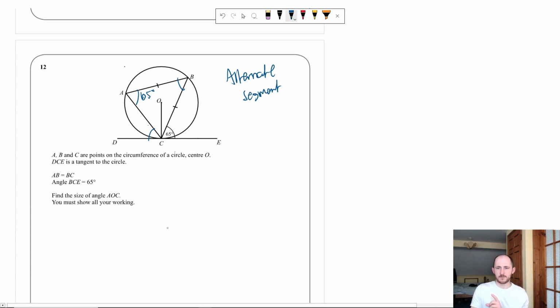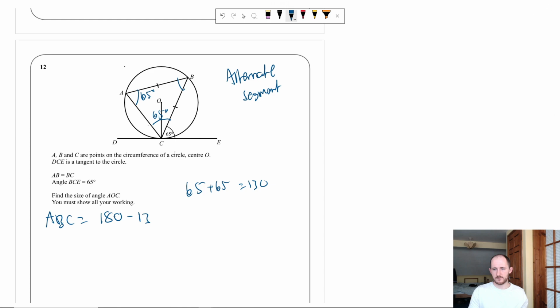So, angle at B, well, this is also going to be 65 degrees. Right? Because it's an isosceles triangle. So let's remove some of the other stuff. So again, I'm ignoring the line from O to C for now. Okay? And what I'm going to do is I'm going to do that the angle at B, so ABC, is equal to 180 minus 65 plus 65, which is 130. Which is 50 degrees. Okay? Cool. Now I'm going to get rid of this for now.